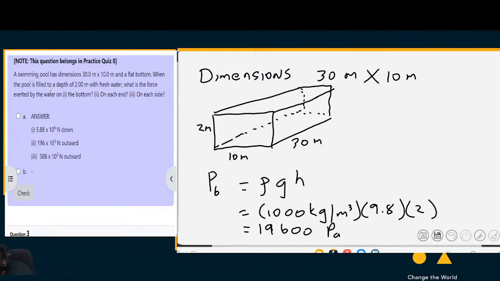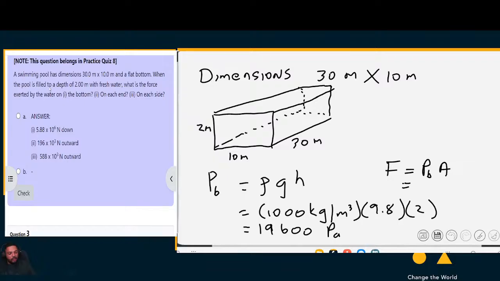Do they ask what is the force exerted by the water? Only the water, not the atmosphere as well. So we only need to work out the gauge pressure. So there we have the pressure, but they want the force. Remember, the pressure in this case is the same all over this bottom surface because it is flat. Now we know that force is equal to pressure times area. It's the gauge pressure times the area of the bottom.